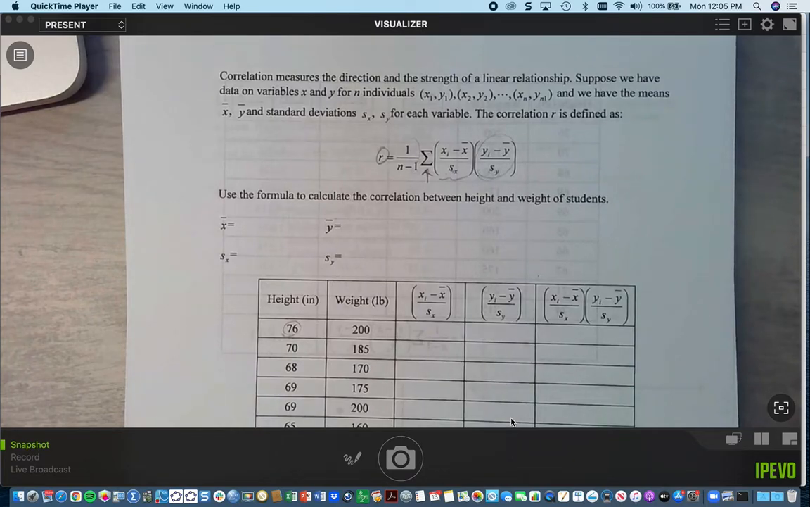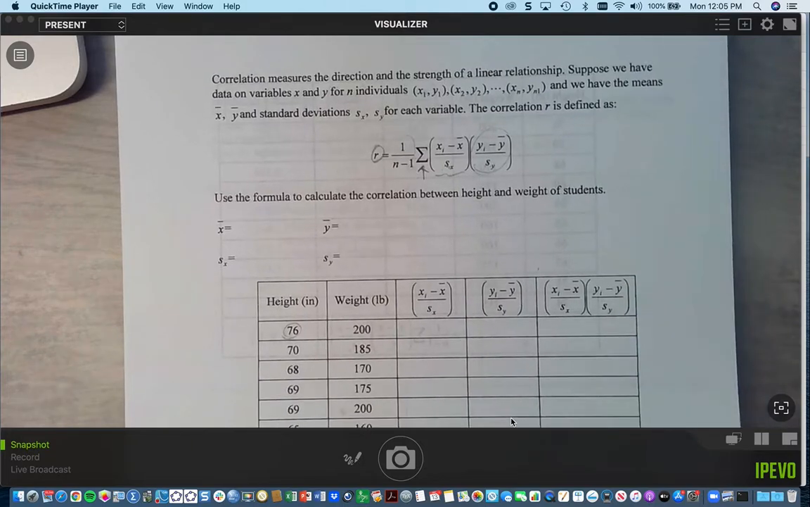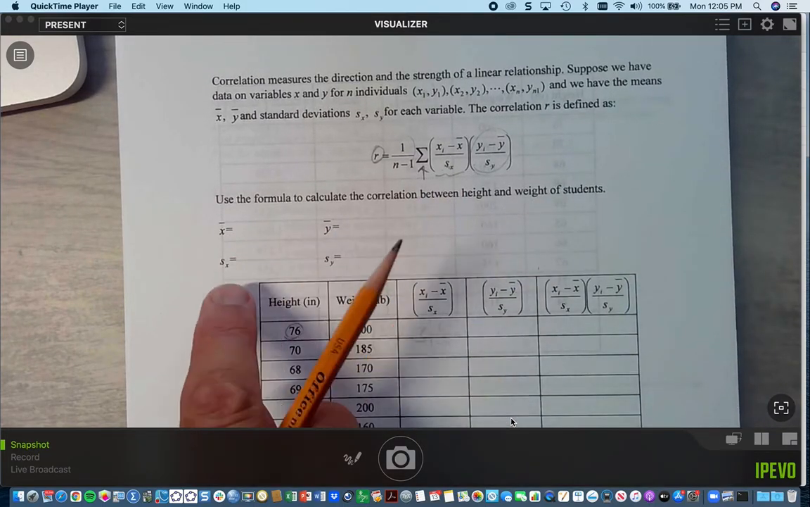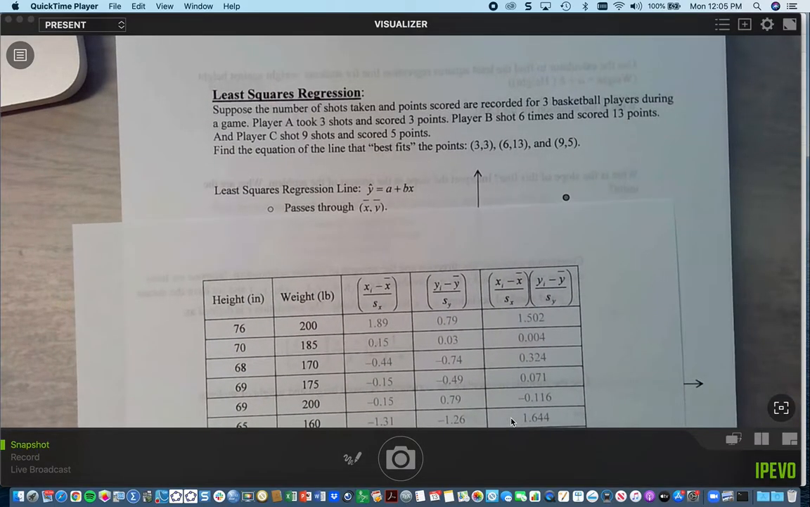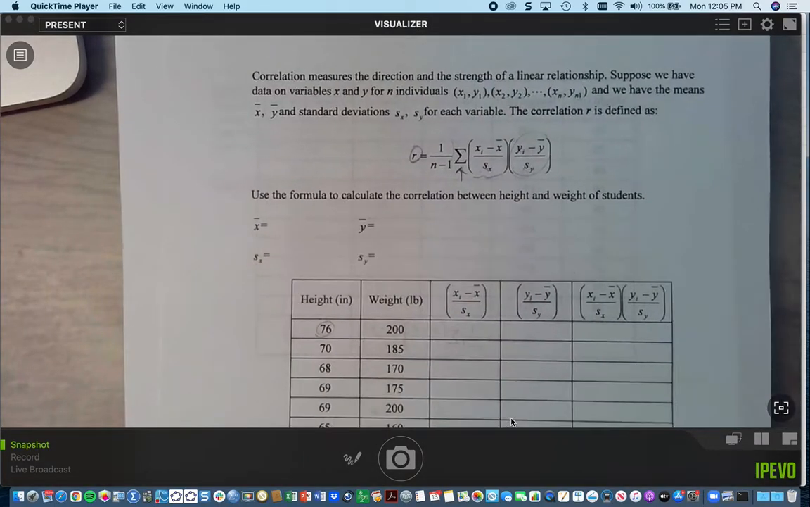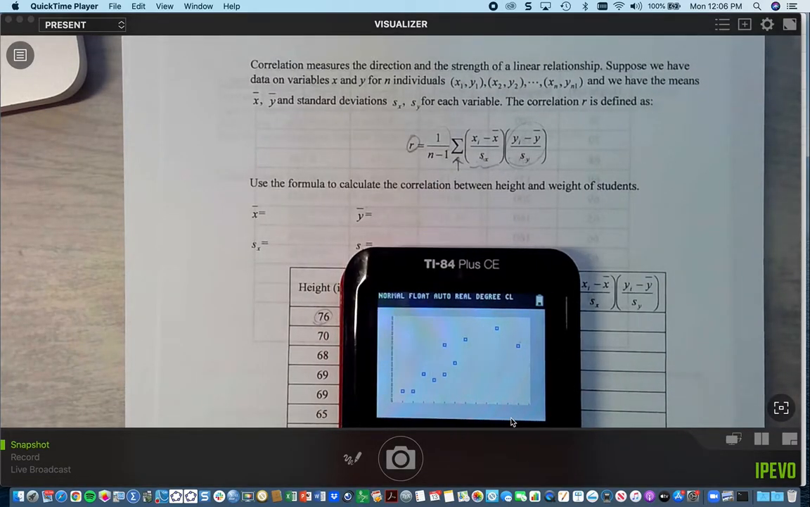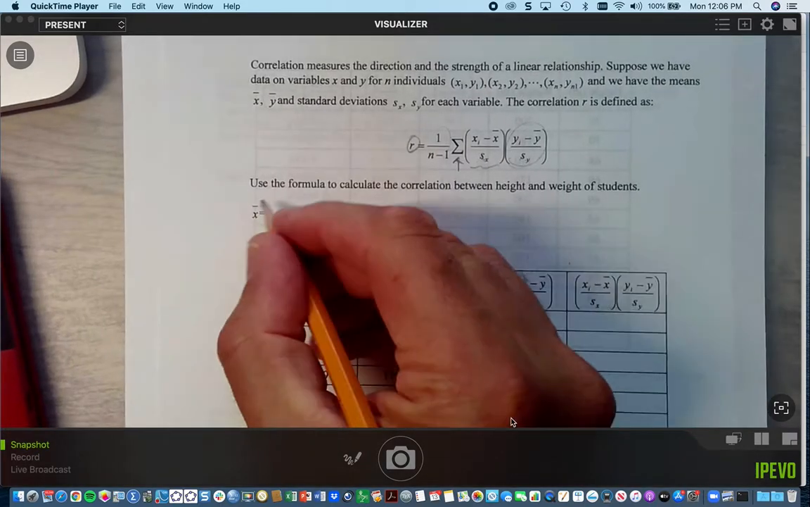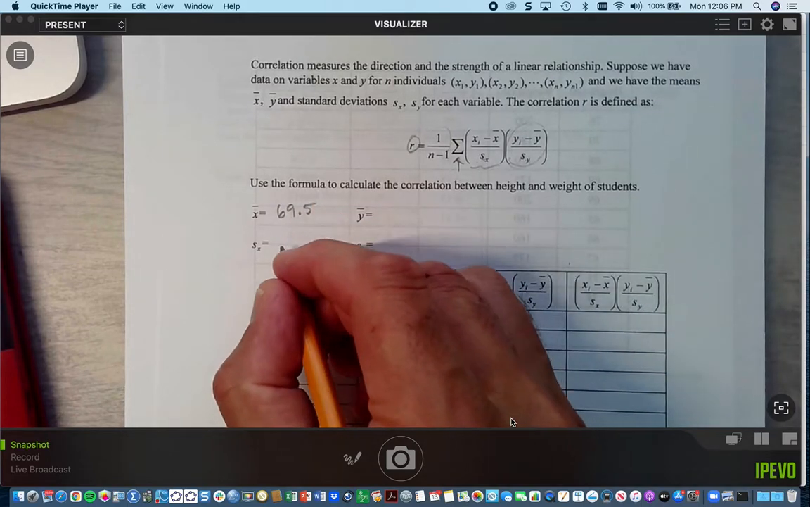Okay, so in order for me to do this, I need to know what's the mean and the standard deviation of both the height and the weight data. All right, and let's see, we can do that fairly easily just by doing one variable stats on list 1 and list 2. So if I do stat calc one variable stats on list 1, I see that the mean height is 69.5. And the standard deviation here is about 3.44.